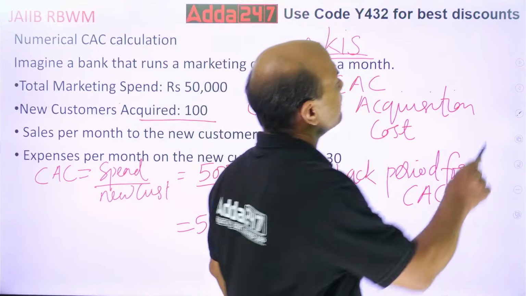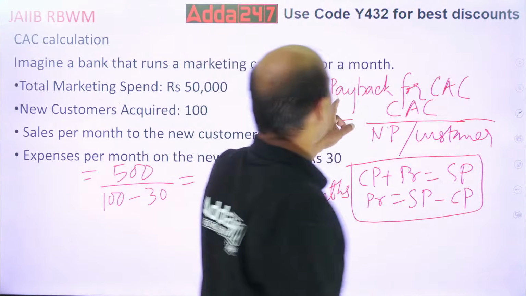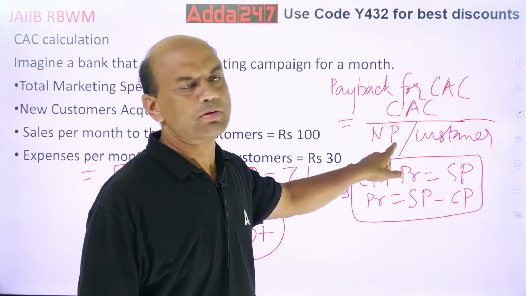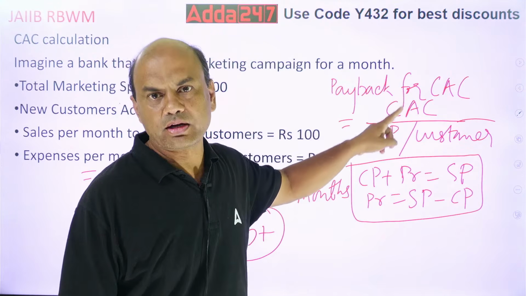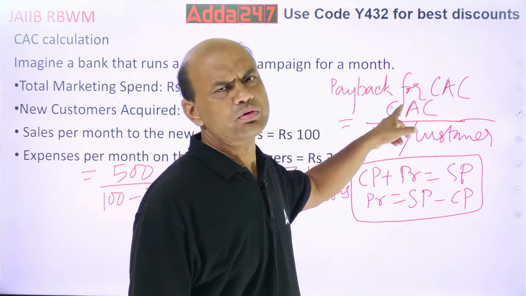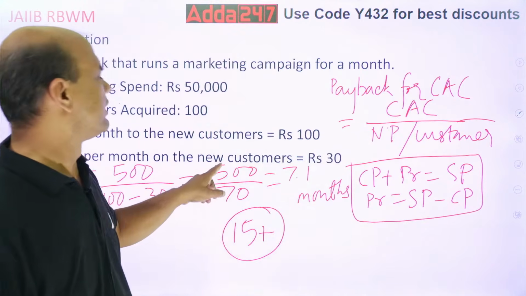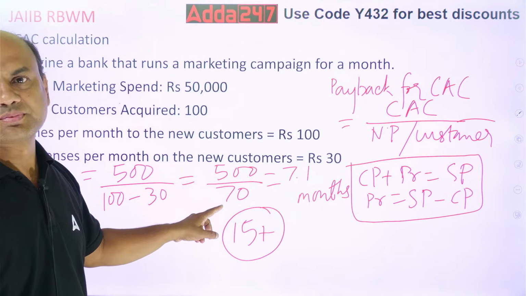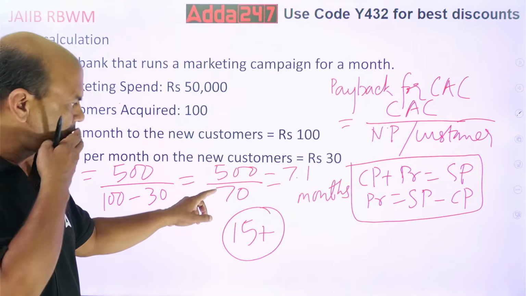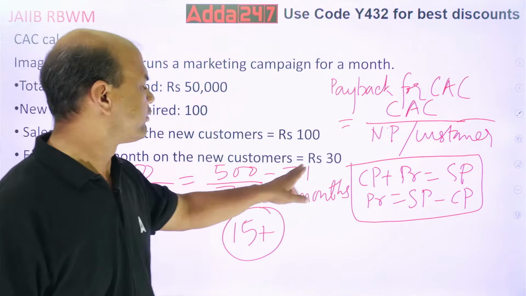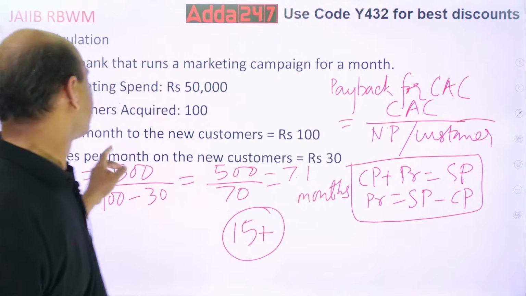So now find out the payback period. Payback period is CAC divided by net profit. So what is my CAC? CAC I know, 500 rupees. Upon what is my net profit? Net profit is 70 rupees. Right? So 500 upon 70. So 7.1 months is my payback period.